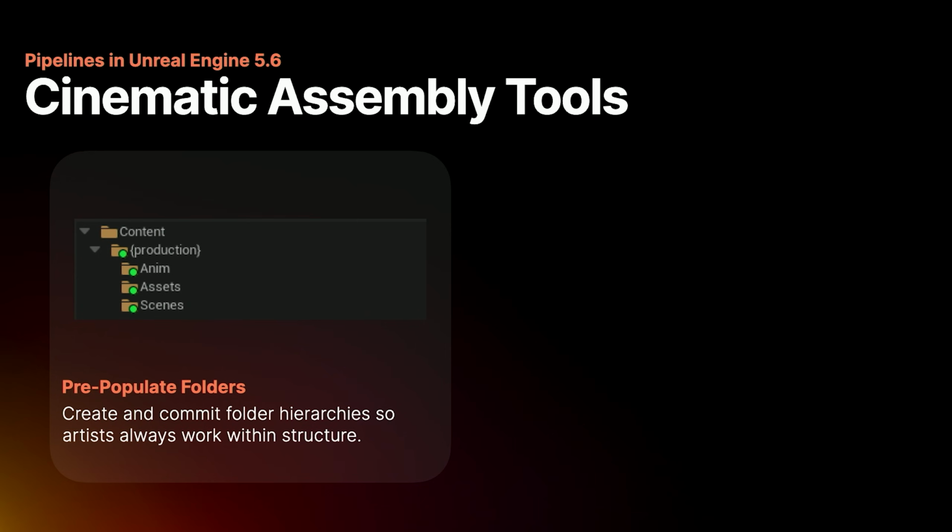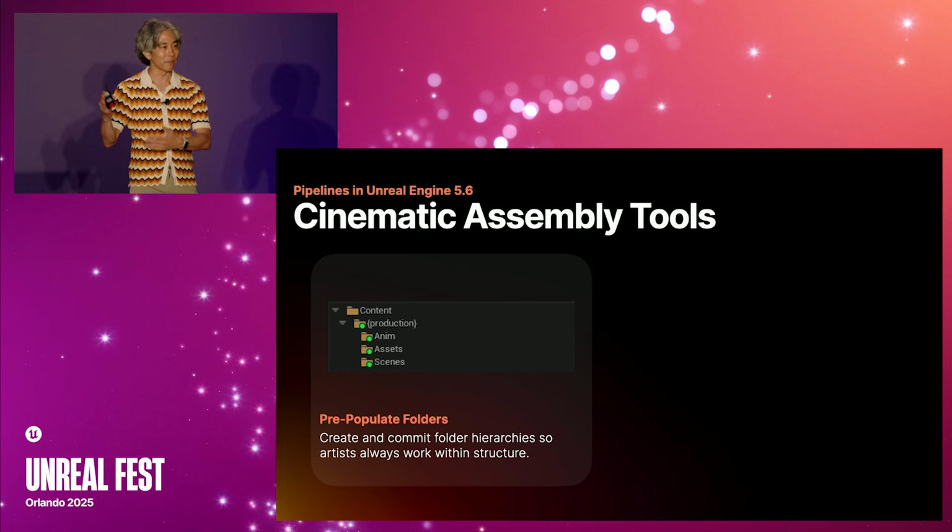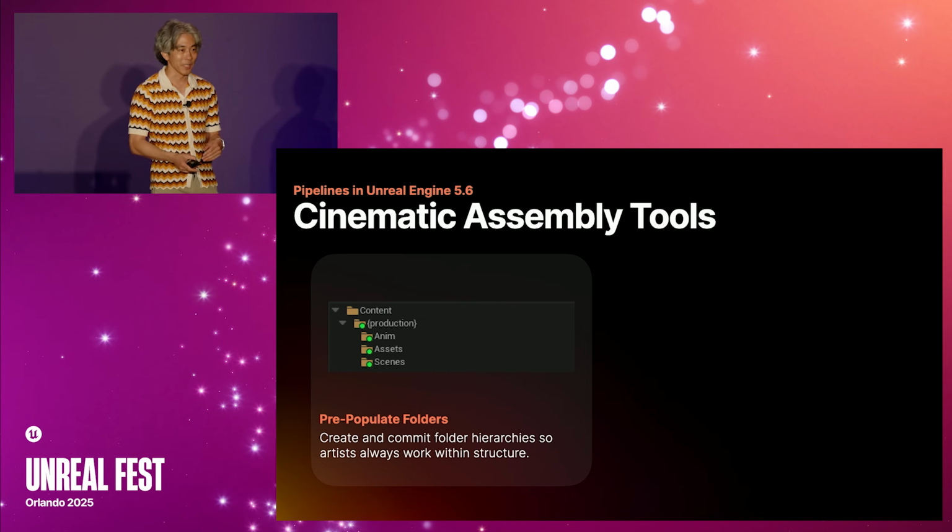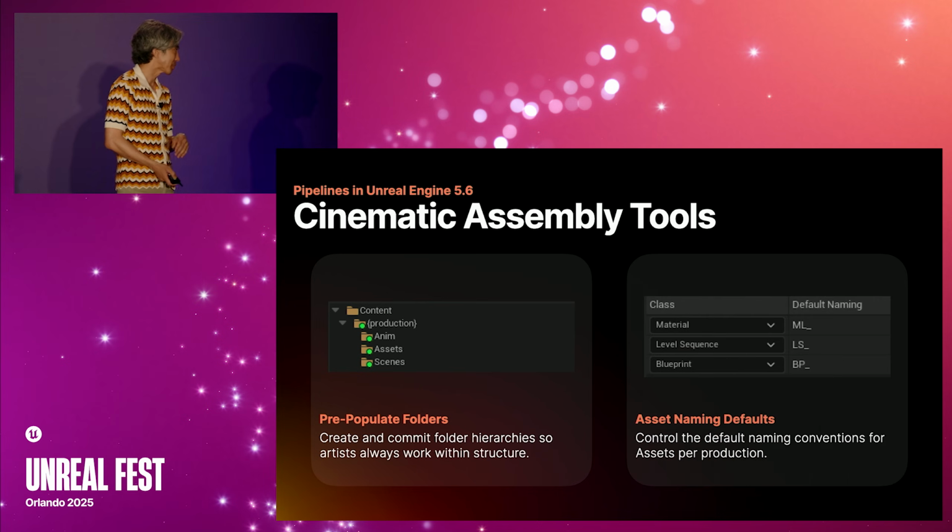We also have the ability to pre-populate folders. This may sound simple, but in general, artists will probably put something in the right place if the right place already exists. And so in conjunction with the naming tokens, you're able to pre-populate folders that maybe are for your shot data, for example, and that incentivizes people to put things in the right place.